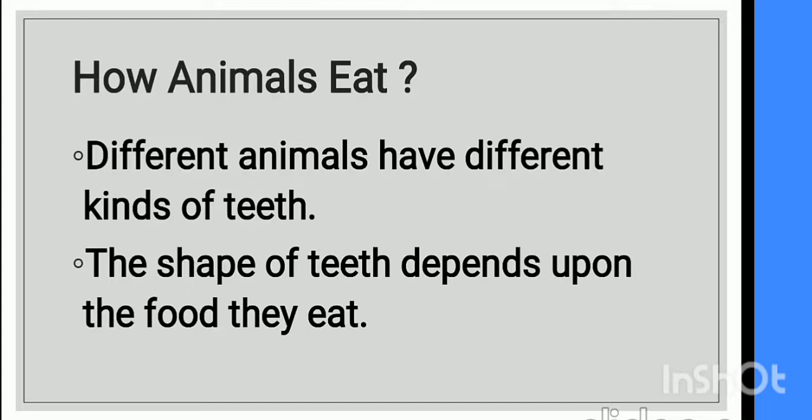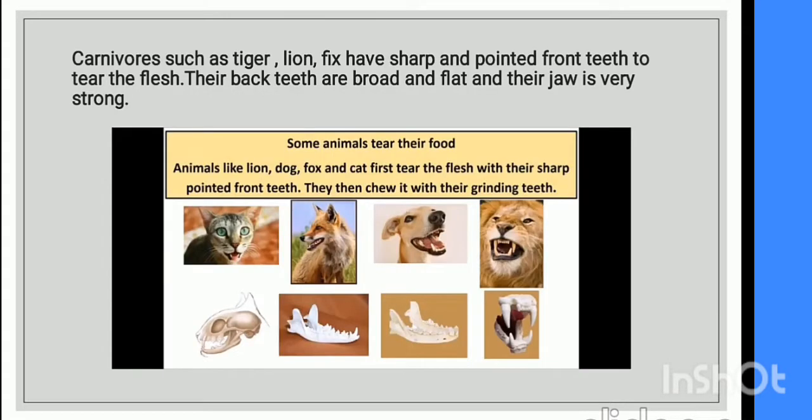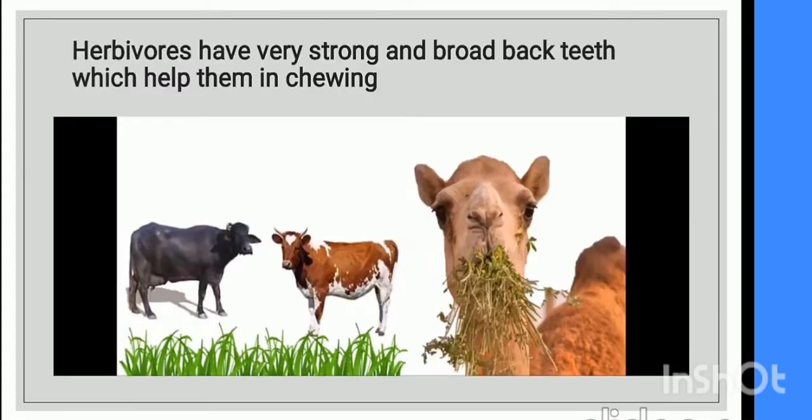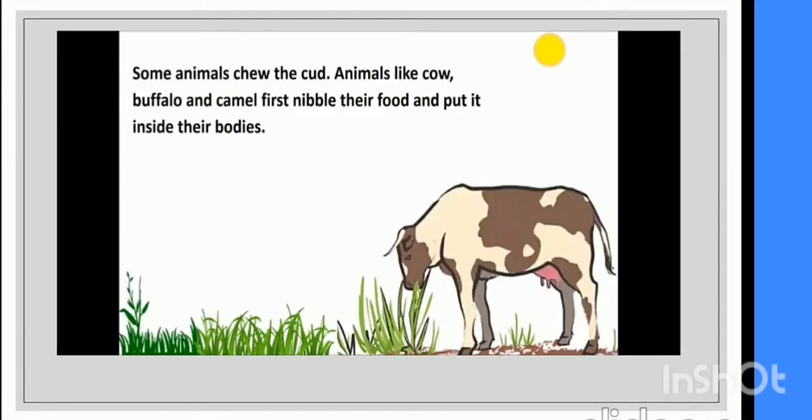Herbivores. Now herbivores have flat and broad front teeth to bite off leaves and grass. Their strong back teeth help them to chew the food well. Cows and buffaloes eat their food once and later they bring it back into their mouth and chew it for hours. This is called chewing the cud. Cud means half chewed and swallowed food.